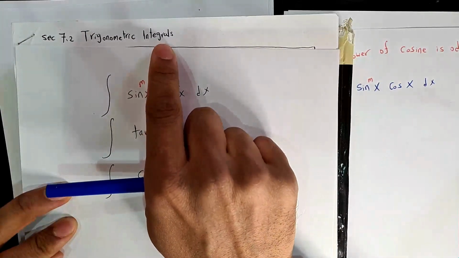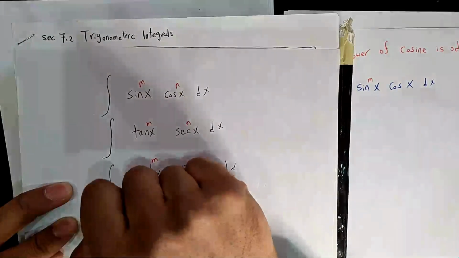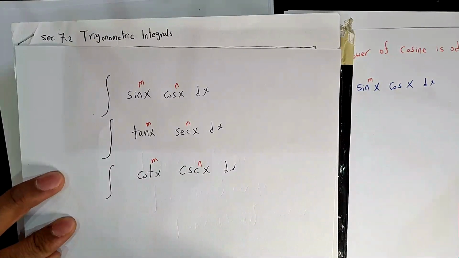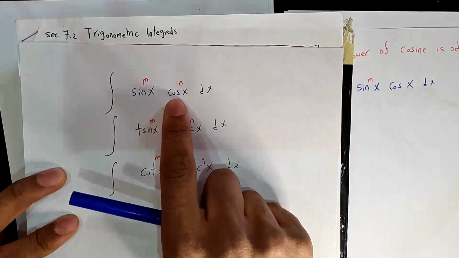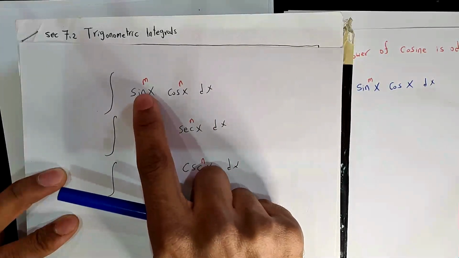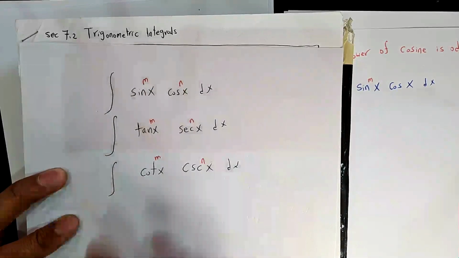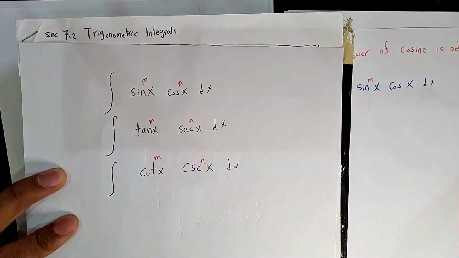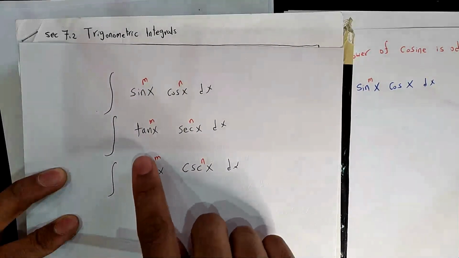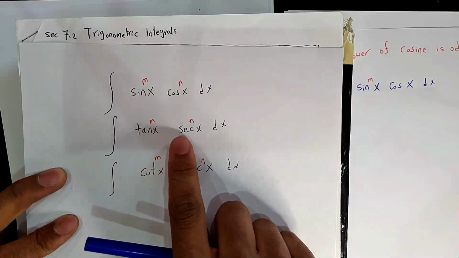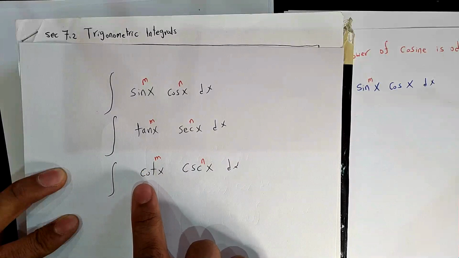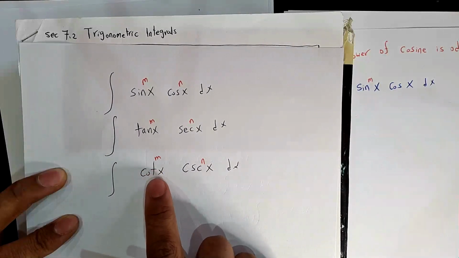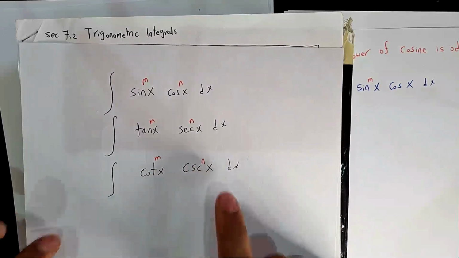Today we will talk about section 7.2, which is about trigonometric integrals. From the name, we will integrate trigonometric functions. In this section, we will treat three classes of functions. The first one, integral of sine^m x cosine^n x dx, where the sine is raised to some power m and the cosine raised to some power n. Similarly, we will treat tan^m x secant^n x dx. And similar to this, we will treat integral of cotan^m x cosecant^n x dx.